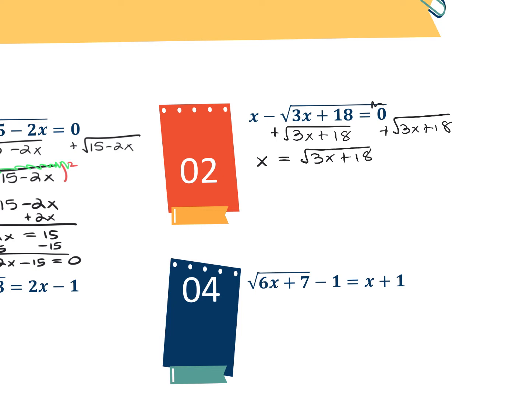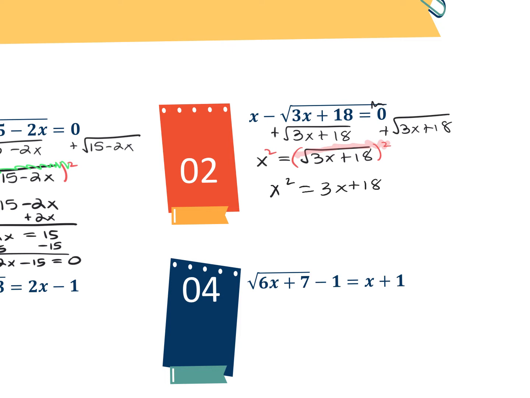Again, my next step will be to raise both sides to the power of the index, and this index is a square root, so I square both sides. If it were a cube root, and we're going to see that coming up, we would cube both sides. But here, it's going to cancel out the radical. So now I'm left with x squared equals 3x plus 18.